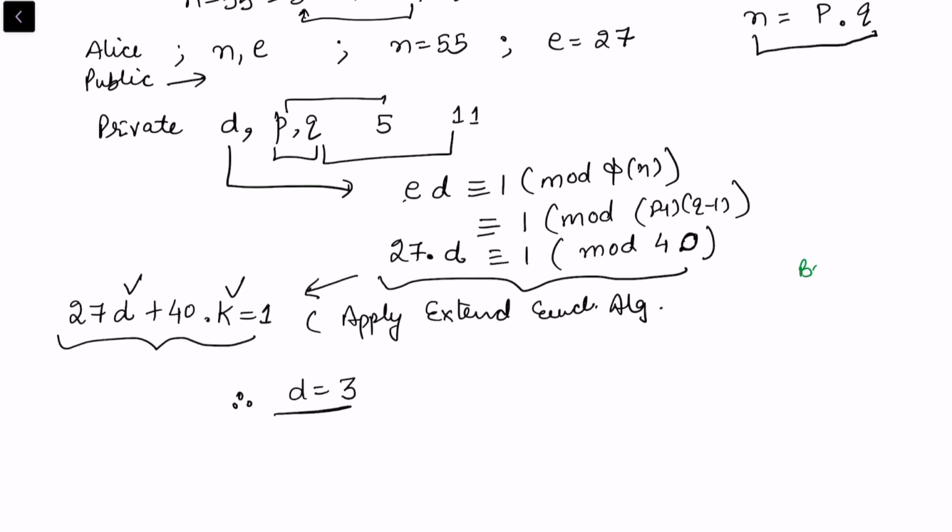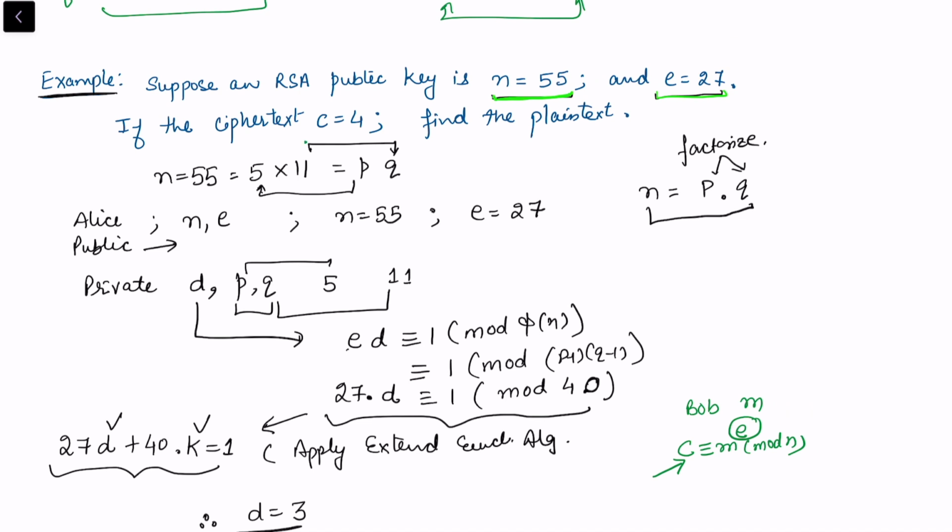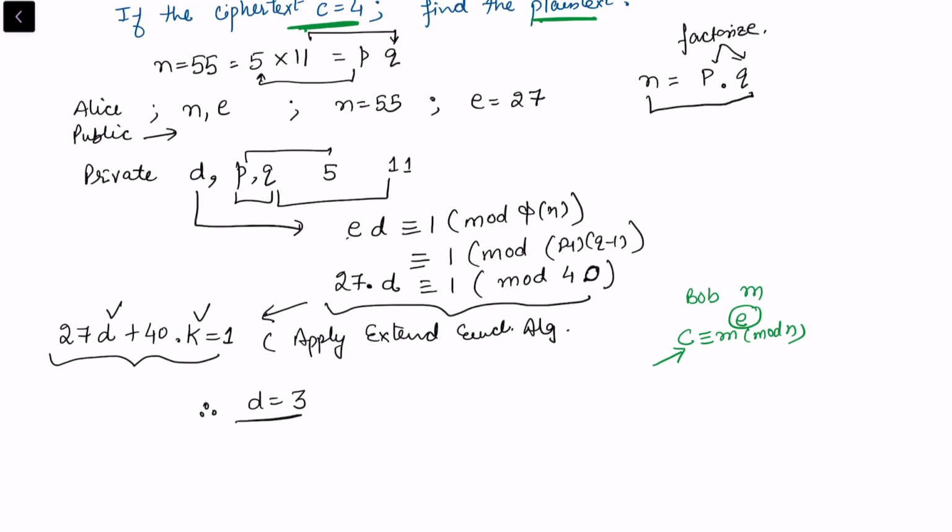Once we have identified D, we know how Bob has applied it. Bob knows the original message M and must have calculated C, which is congruent to M to the power E. E was public, with respect to mod N. So this is the ciphertext which is given to us in the problem. The ciphertext is C equal to 4, but we do not know what the original message is. So for this deciphering process, Alice needs to calculate M, which is congruent to the ciphertext raised to the power D mod N.